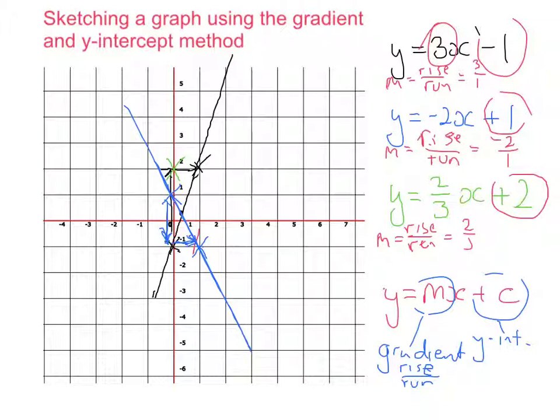What that means is that we go up 2 and we go across 3. So starting at our y-intercept, we've got a positive rise of 2, so we're going to go up by 2. And then we go across by 3. 1, 2, 3 to the second point there. Like that. And then what we do is draw a line between the two.